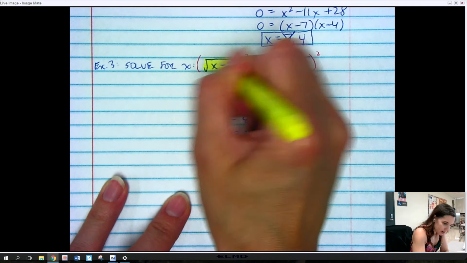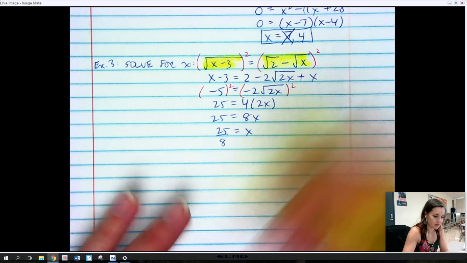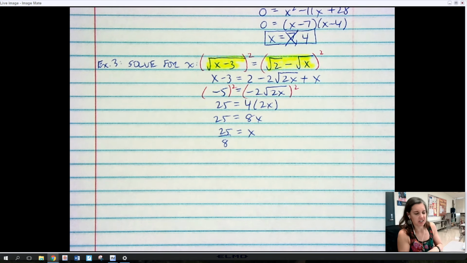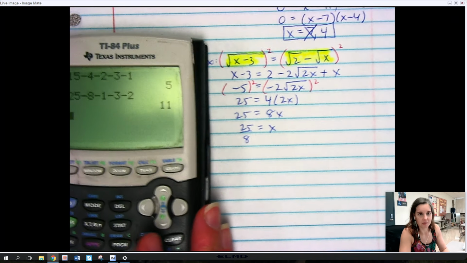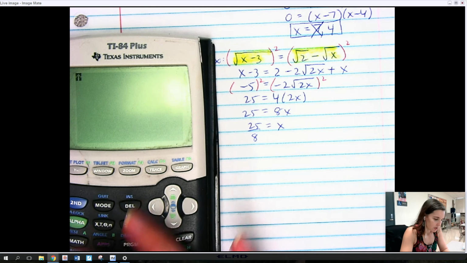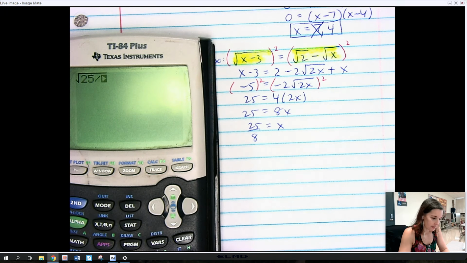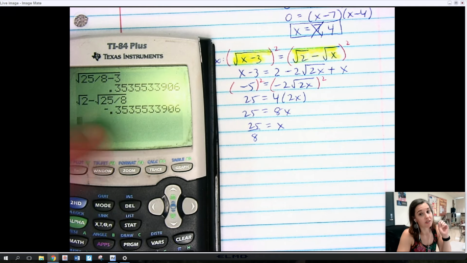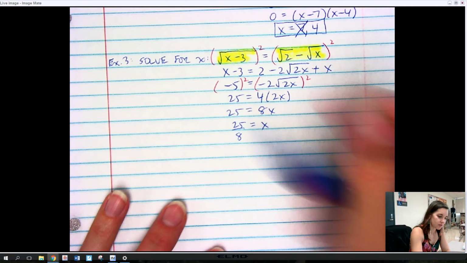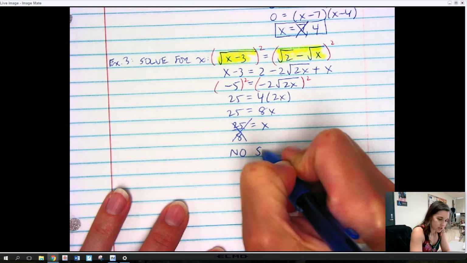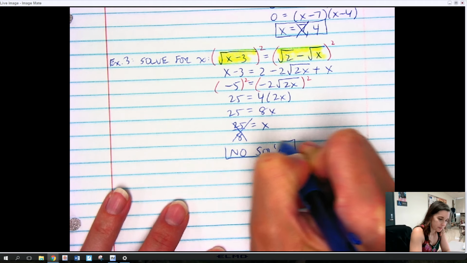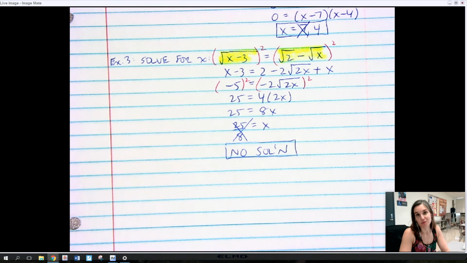So again, without my red pen, I'm going to check that original. All right, I'm going to use my calculator because it's got a fraction. And I don't really feel like doing that in my head. All right, so here we go. The square root, my x is 25 eighths, and I still have a minus 3. So that's what the left side would be. So now on the right side, I got the square root of 2 minus the square root of x, which we found to be 25 eighths. And a positive and a negative definitely do not equal each other. And since that was the only answer I got, there is no solution to this problem, because the only solution we got was extraneous.